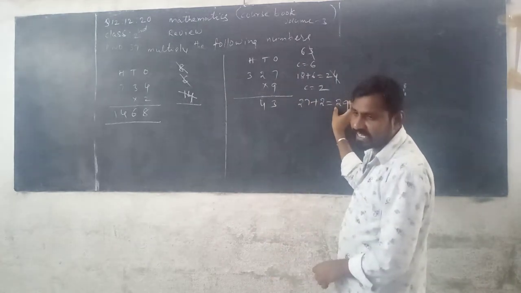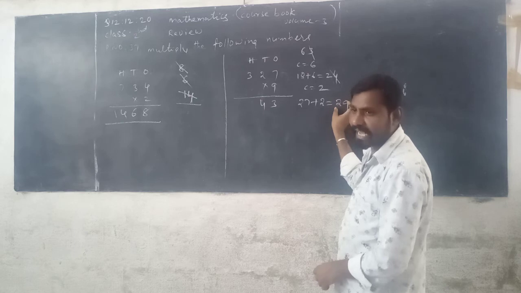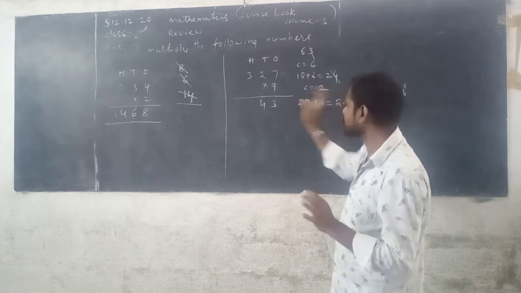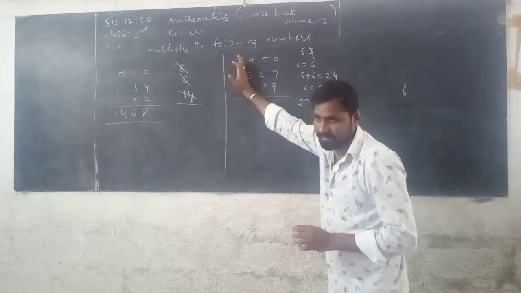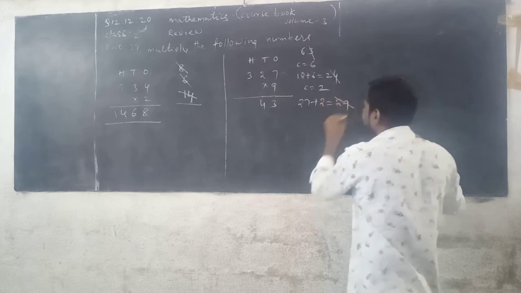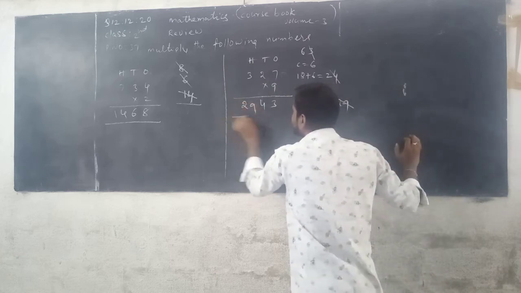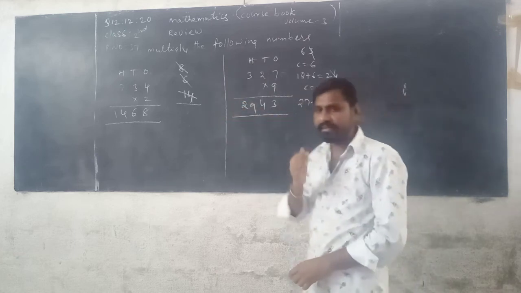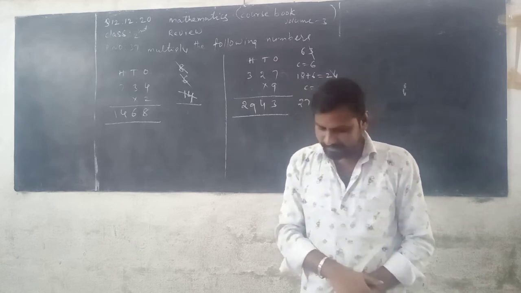29 is a 2-digit number. Is there carrying here? Because this is the last place of the given number, so you can write 29 directly. So product is equal to 2943.